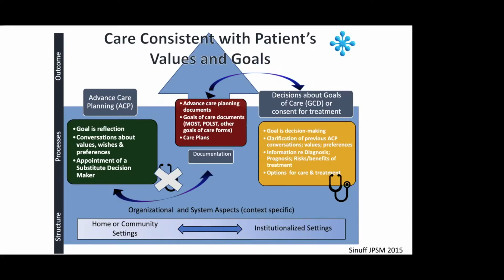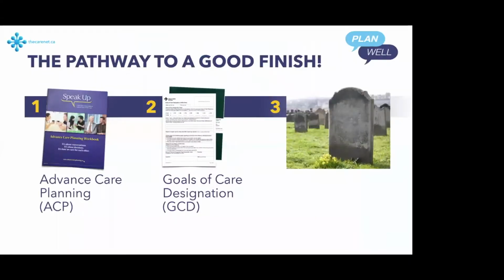Regardless of what planning is done, ultimately it needs to impact on forms, medical forms that influence care, and they have to be available at the point of care so that the patient gets care that's consistent with their values and goals. Another simpler way to think of that is advanced care planning precedes goals of care designation, leading to the appropriate care for people when they're seriously ill.